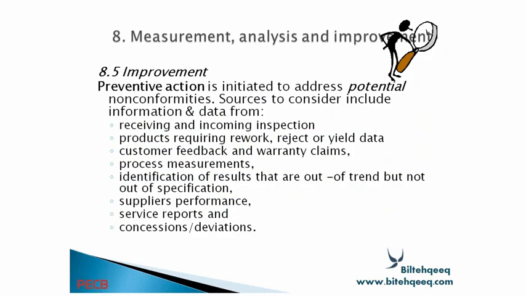In the same way, there is also preventive action, and preventive action is intended to address potential non-conformities. This is to prevent the potential non-conformity. Sources to consider include information and data from receiving and incoming inspection, product requiring rework, reject or yield data, customer feedback and warranty claims, process measurements, identification of results that are out of trend but not out of specification, supplier performance, service reports, concessions, and deviations.